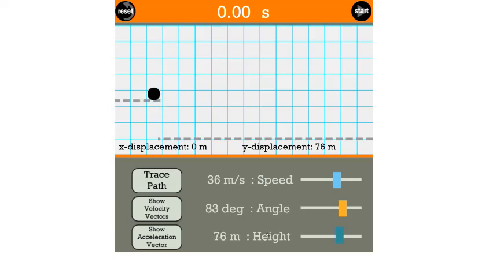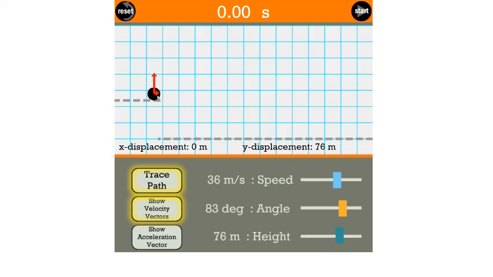You also have some other options as far as tracing the path. You can actually trace the path that your object follows as it moves through its projectile motion. Most importantly, you can leave the trace path on there if you want. It is very suggested that you include these vectors. Make sure you have your velocity vectors checked on.